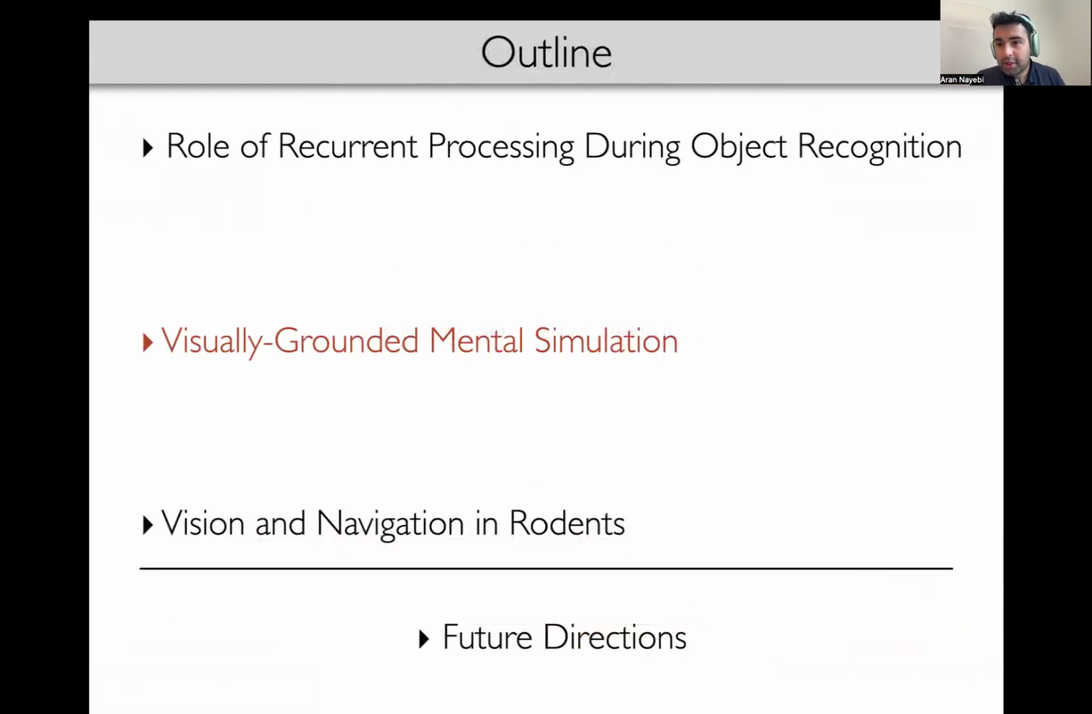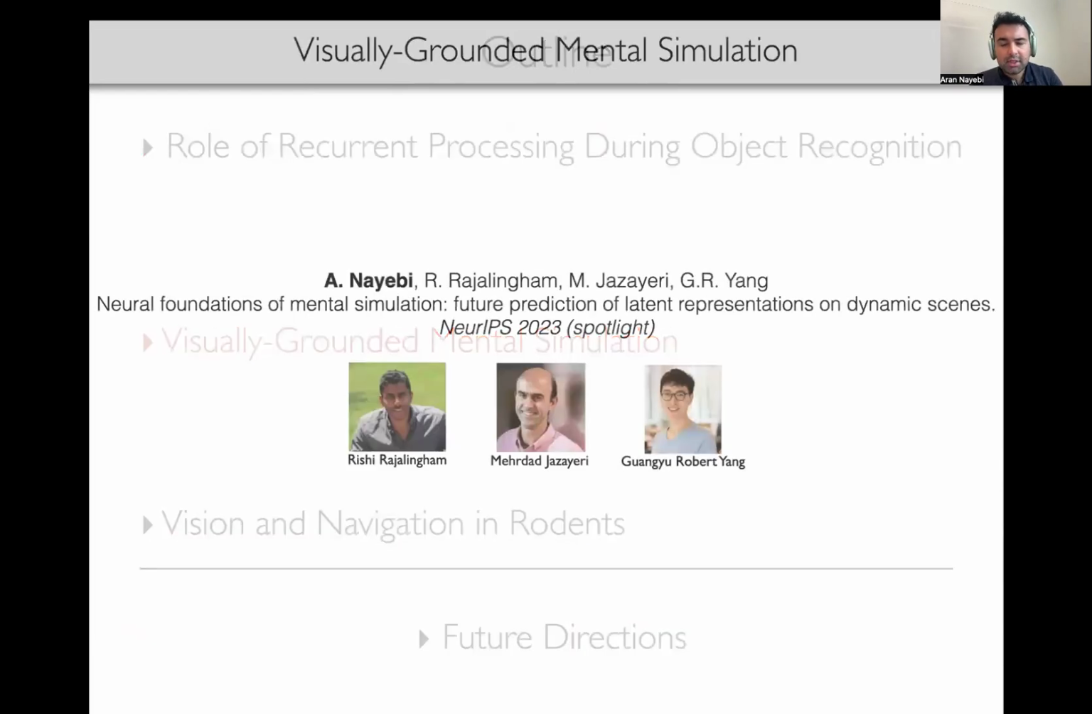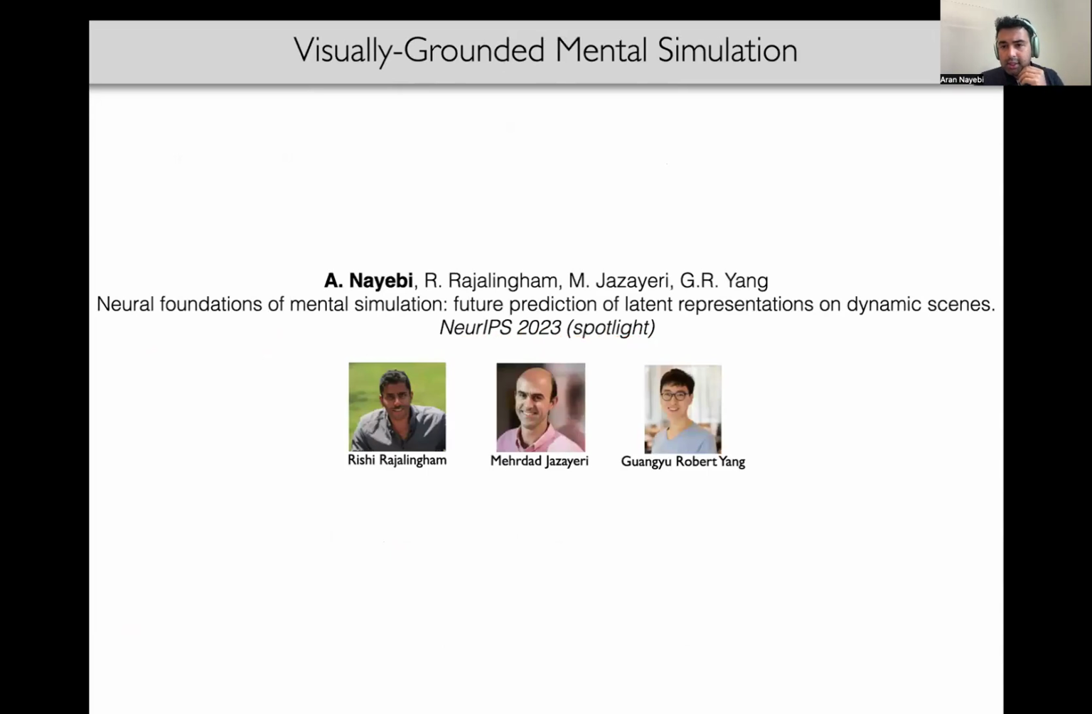So now I'm going to go closer to the action part of this perception-action loop and build on this foundation of rapid visual processing to study a higher cognitive behavior over a slightly longer time scale: predicting the future state of the environment over the course of a few seconds. And we're going to still stay in the same species of primates and humans. This is work that appeared last year as a NeurIPS spotlight, and in particular was done in collaboration with Mehrdad Jazayeri's group, where the neural data from primates that we're comparing to here was collected by Rishi Rajalingham.